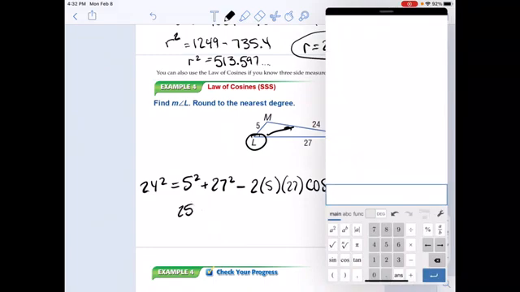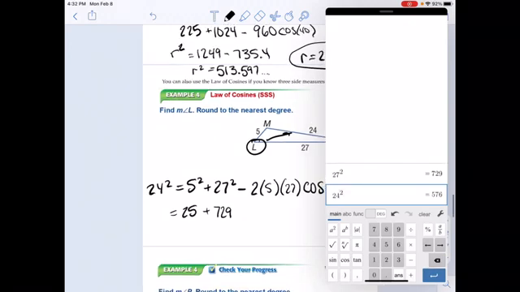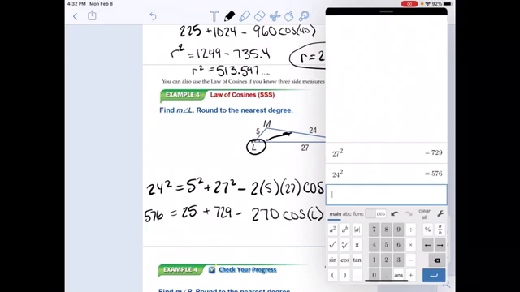So we have 5 squared plus 27 squared. We also have 24 squared. Oop, not the square root. My bad. And then we have 10 times 27, or 270, cosine of L. Now our variable is an angle measure now, so we know we're going to have to use the inverse of cosine eventually.